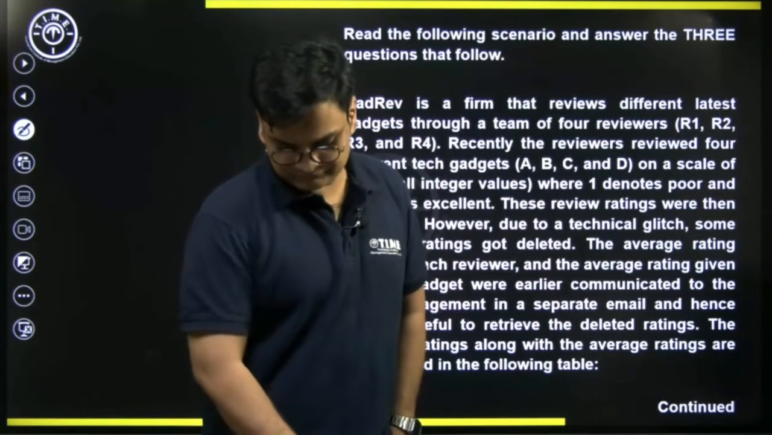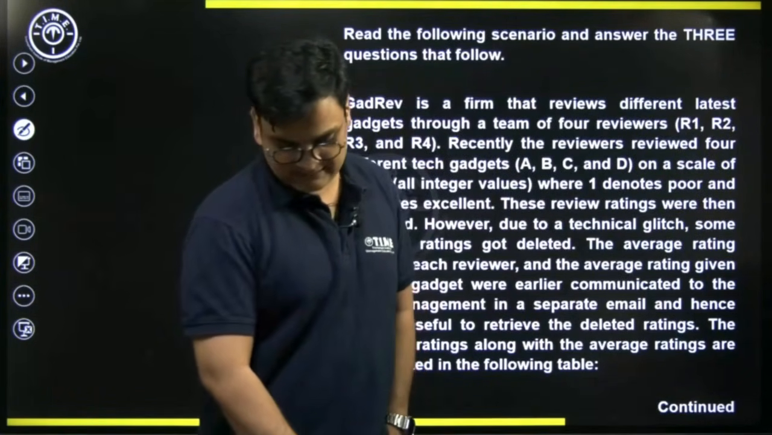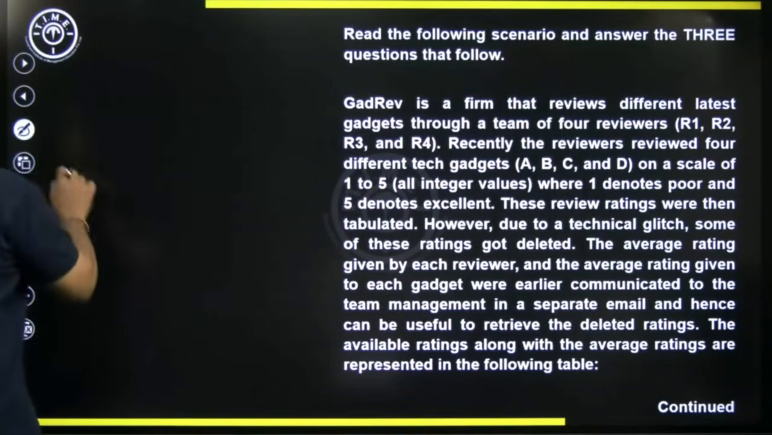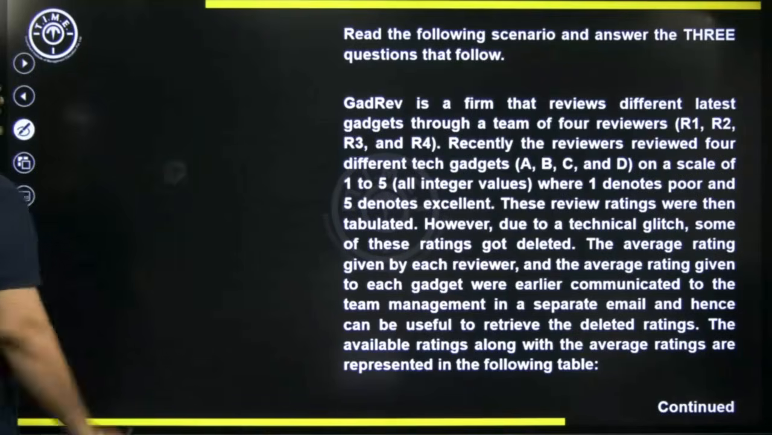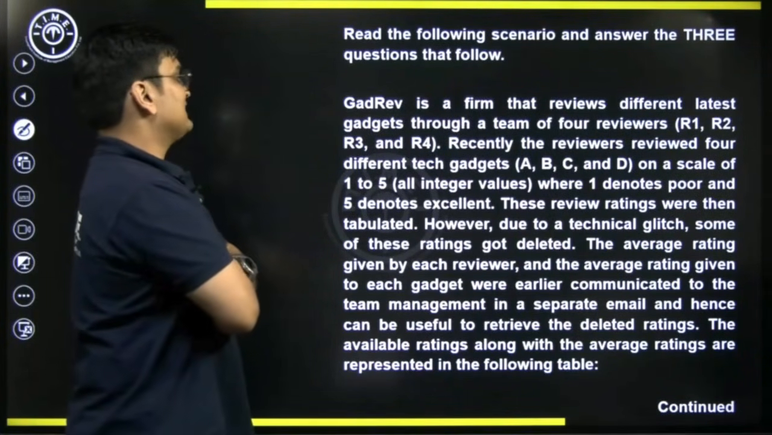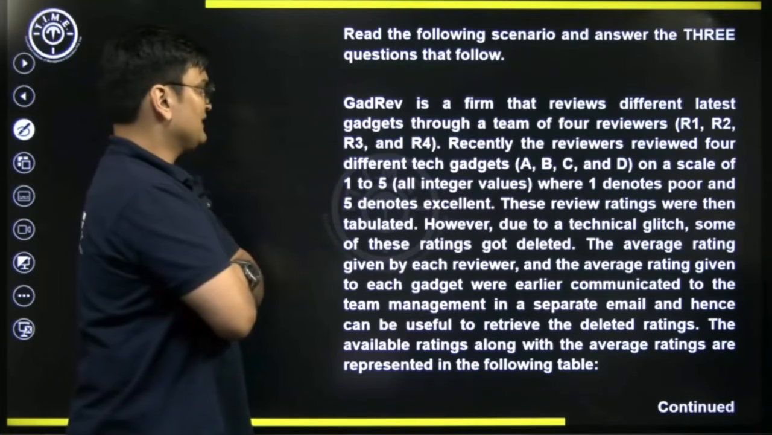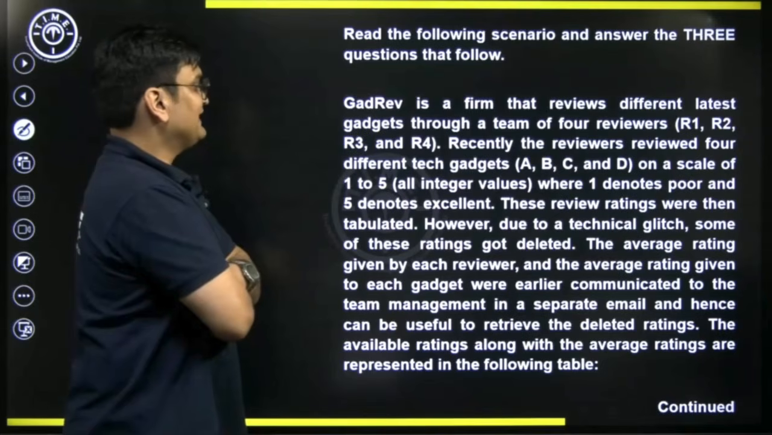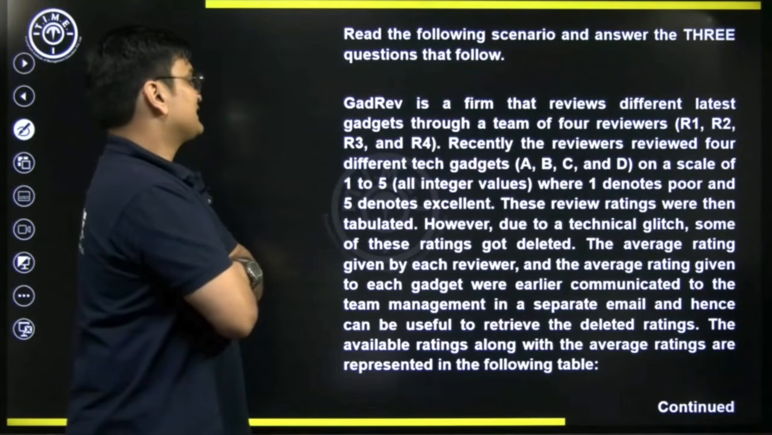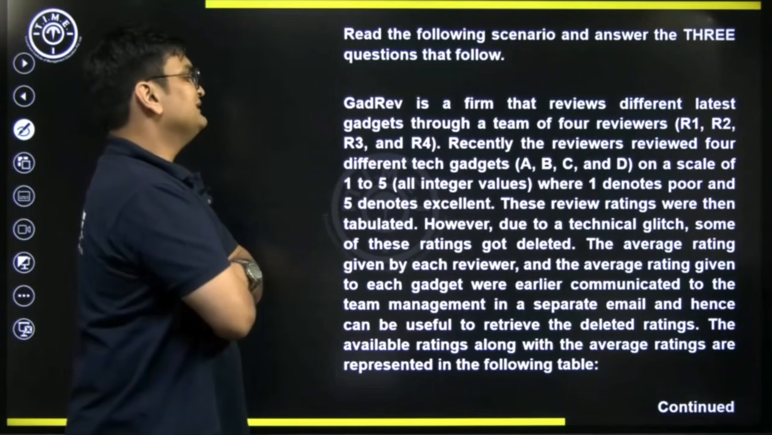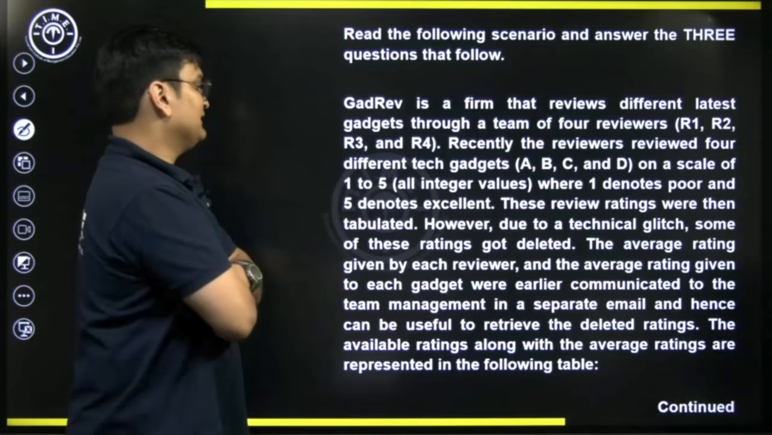Now let us move on to the next set. Let us go through the information. GADREV is a firm that reviews different latest gadgets through a team of 4 reviewers, R1 to R4. Recently, the reviewers reviewed 4 different tech gadgets A to D on a scale of 1 to 5, all integer values, where 1 denotes poor and 5 denotes excellent. These review ratings were then tabulated.